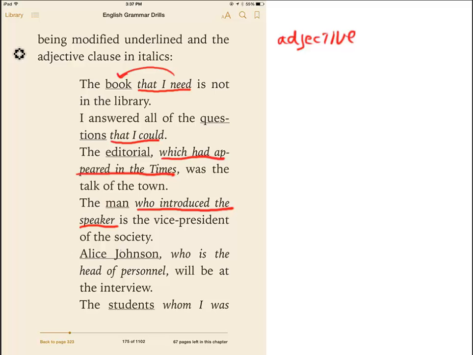One way to figure this out is to do the third person pronoun replacement test. If the relative clause is part of the noun phrase, it's going to disappear when you use the third person pronoun, okay? So the book, obviously I would use it. It is not in the library. You're going to find that it replaced that whole adjective clause as well as the noun. It's part of the noun phrase. It was replaced by the word it.